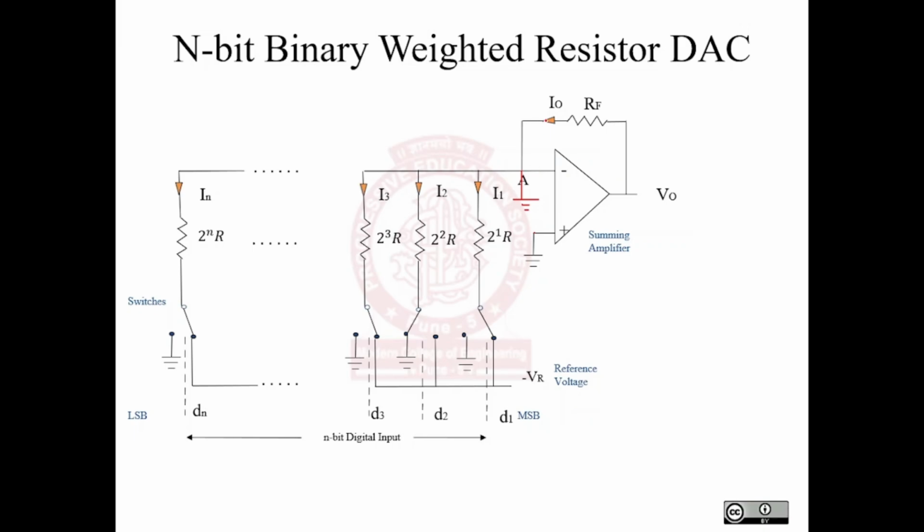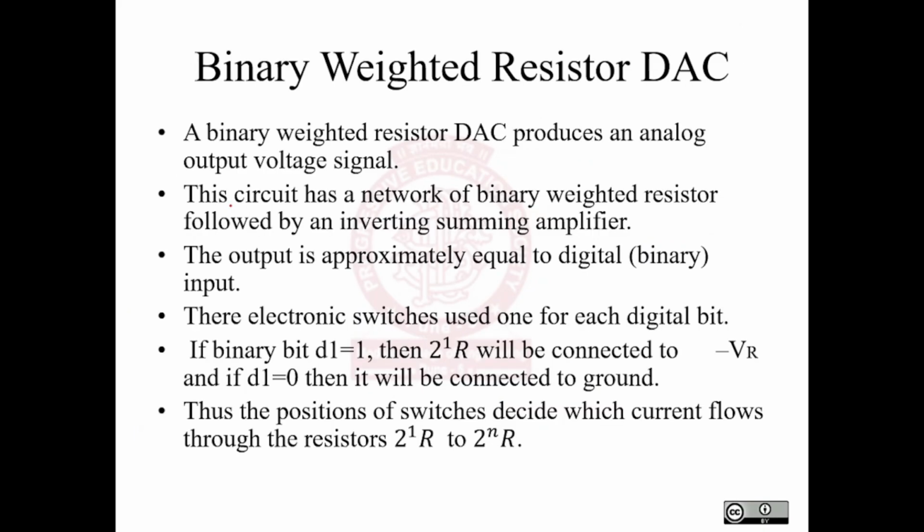The reason being that the current cannot go into the input of the amplifier, because we consider this an ideal op-amp, and the ideal op-amp has high input resistance, so the current is going to be 0. So the current going here is 0. So obviously IO flowing here is divided into I1, I2, I3, so on up to In. The description is written over here.